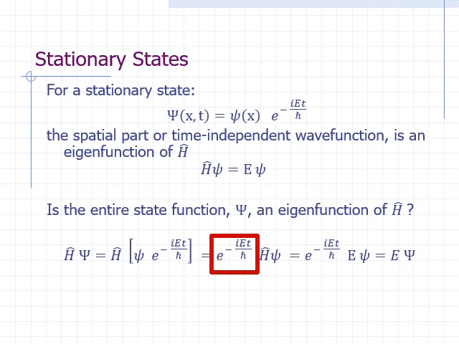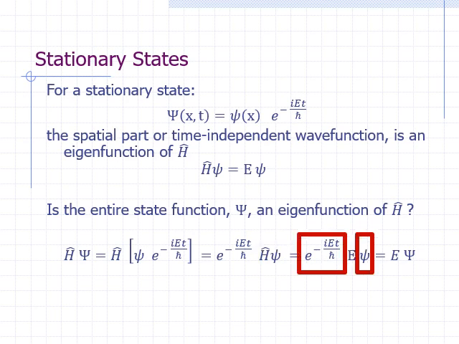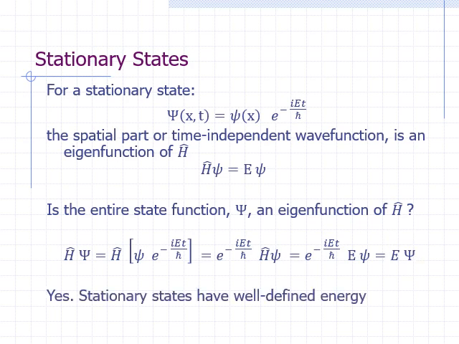As far as H hat is concerned, the time-dependent factor is just a constant. H hat applied on the spatial part just gives back E times the spatial part. Finally, e to the negative iEt over h bar times the spatial part is just equal to big psi. Therefore, applying H hat on big psi gives us back big psi times the constant E. So, the answer is yes, a stationary state is an eigenfunction of the Hamiltonian operator. A stationary state is a state with a well-defined energy.